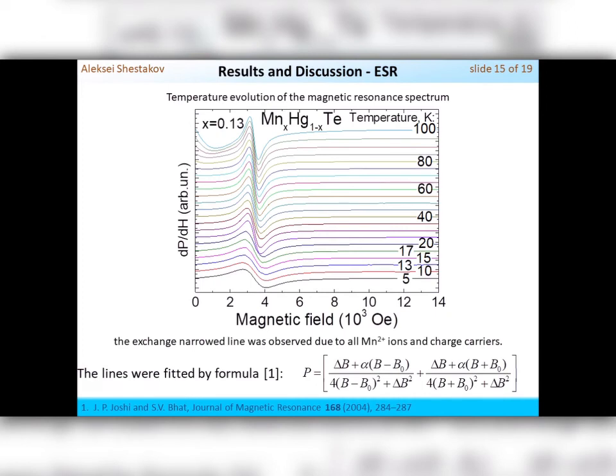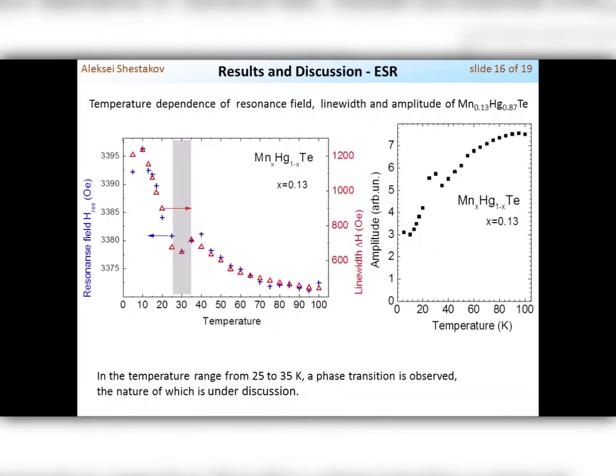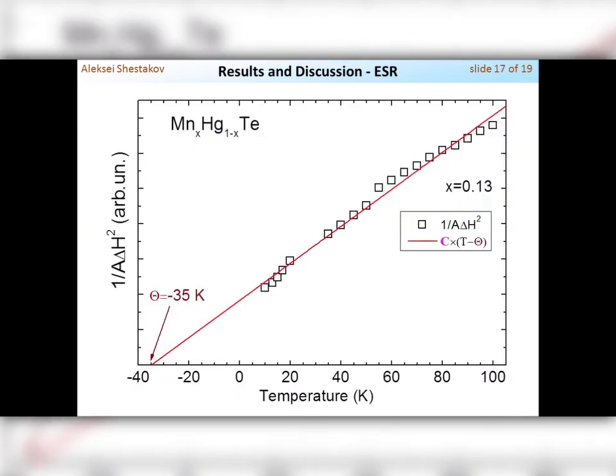The temperature evolution of the magnetic resonance spectrum is presented in a figure. As shown in the figure, an exchange-narrowed line was observed due to all manganese 2+ ions and charge carriers. The ESR spectrum was approximated by a Lorentzian by the formula. The resonant field, line width, and amplitude have singularities in the range of 25-35 kelvins. A phase transition is observed near 30 kelvins, the nature of which is under discussion. The line intensity is proportional to the amplitude of the ESR signal, first derivative, multiplied by the square of the line width. The temperature dependence of the line intensity was fitted by the Curie-Weiss law. The Curie temperature was -35 kelvins.